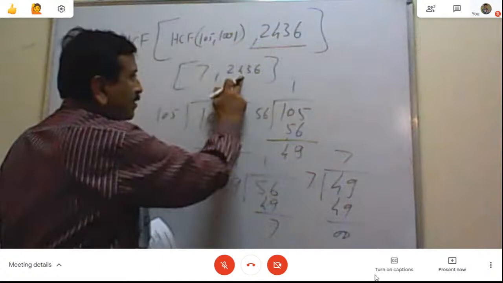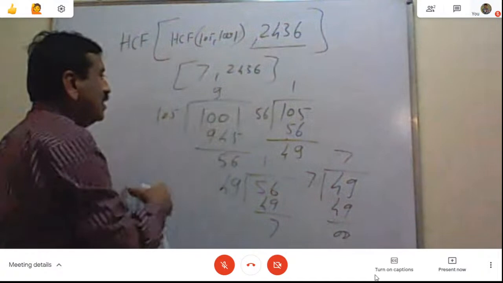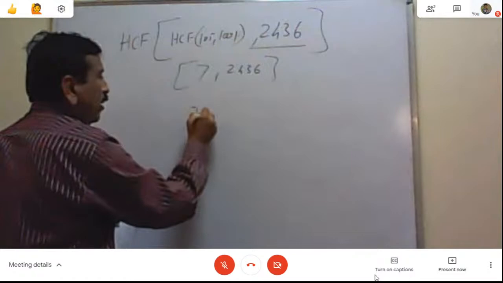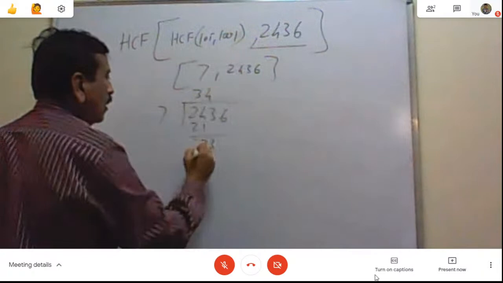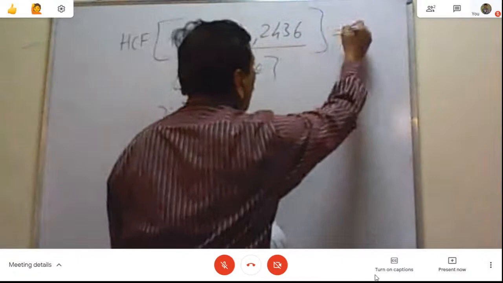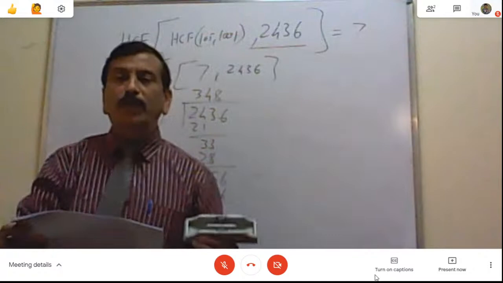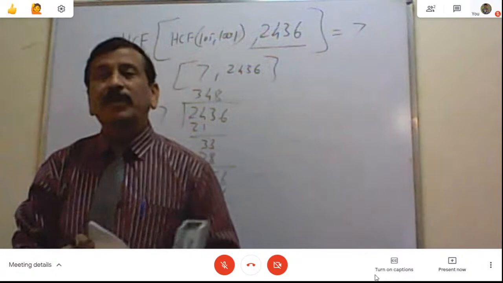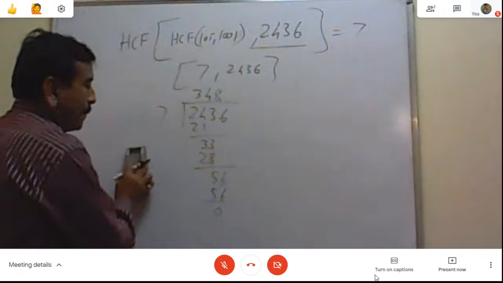What we can do? I can try dividing this by 7. If it is divisible, then things will get 2436 divided by 7. Wait, remainder is 0, this 7 becomes HCF. So HCF of the entire thing will become 7. And therefore, the greatest number that exactly divides 105, 1001 and 2436 is 7 only. We can quickly converge to the 7 part of it. We see the next example.